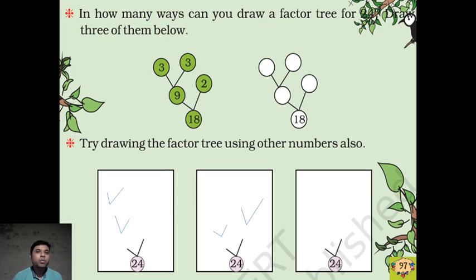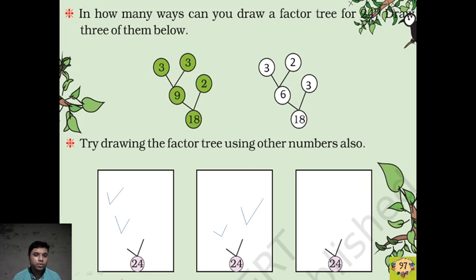Now, in how many ways can you draw a factor tree for 24? Draw three of them below. We have to write it here. Look, first, for 18 it is given. What pair have you taken? 2 and 9. That means you have to take a pair whose product will be 18. So can you take another? Yes, obviously you can take 3 and 6. 3 is a prime number, so we will stop here. Next 6, 2 and 3. These are the factor trees of 18 in different ways.